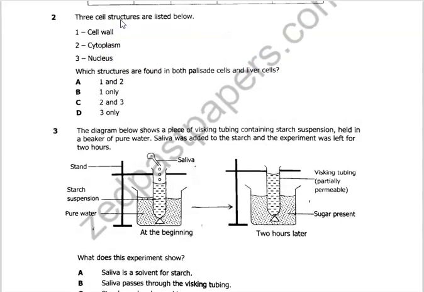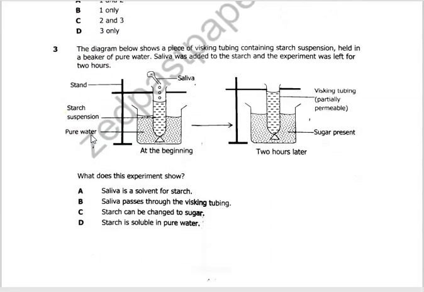Now they're asking us to find out which structures are found in both. We know that in an animal cell and in a plant cell, we should only be able to find the cytoplasm and the nucleus. Therefore, our answer has to be C, because C contains both the cytoplasm and the nucleus. You can't pick A, because A contains the cell wall, and the cell wall is found only in plants, not in animals. So our best answer here is C. Now let us move on to the next one.